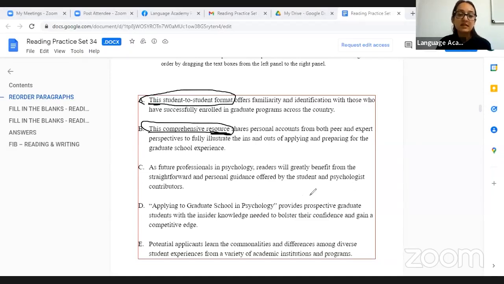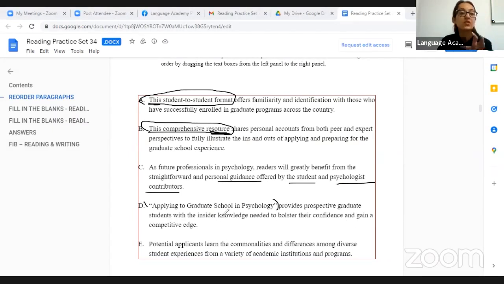So in this sentence, they talked about we are getting guidance from two places, from student and psychologist contributors. "Applying to Graduate School in Psychology" is in inverted commas. If the inverted commas are not there, then you can read it as simply a statement. But in inverted commas means this is a thing. This might be a brochure, this can be a pamphlet kind of thing. This thing provides prospective graduate students with the insider knowledge needed to bolster their confidence and gain a competitive edge.